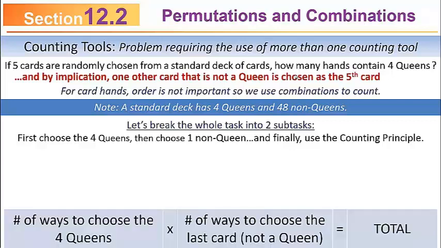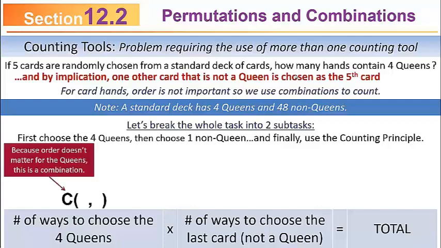So embedding this in the counting principle, I want to choose my queens first. The first stage of the process is the number of ways to choose the 4 queens. Once I've chosen the 4 queens, then I want to choose one of the other cards. There are only 4 queens in the deck, so the other card has to be something other than a queen.